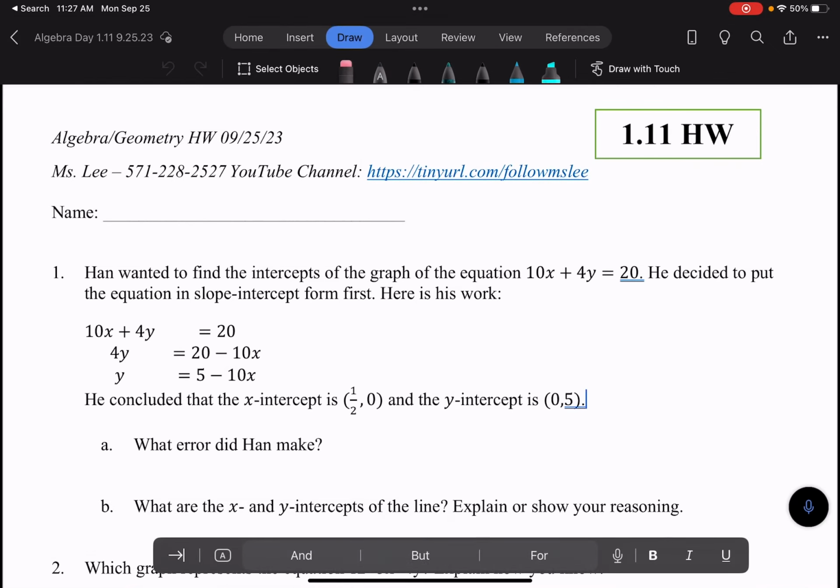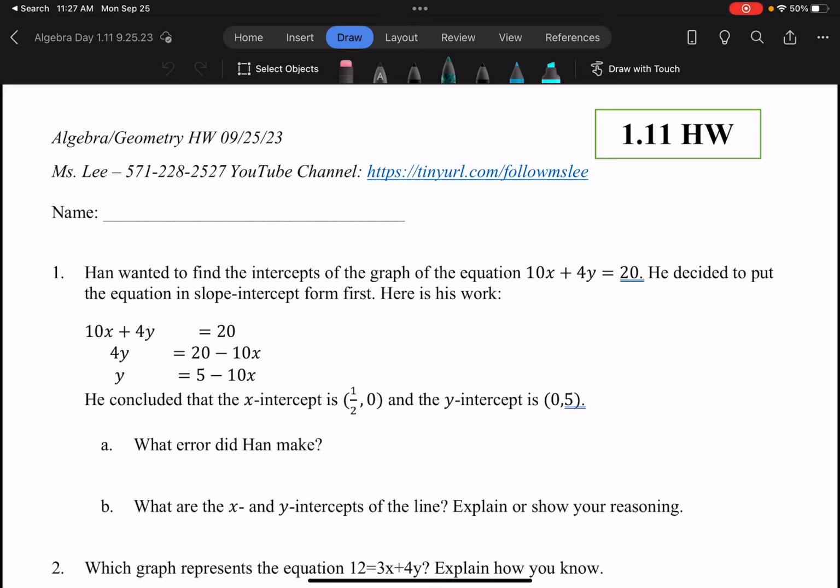Everyone, this is homework 1.11. Penelope told me that in my old videos I was too mean and I didn't give you enough information to help you, so I'm going to make a new one for today.